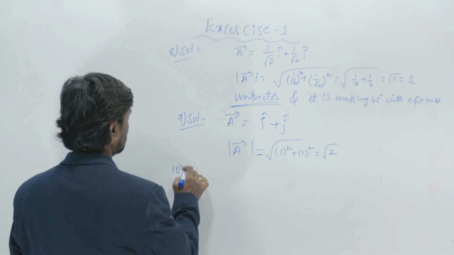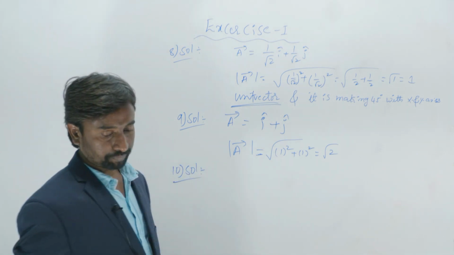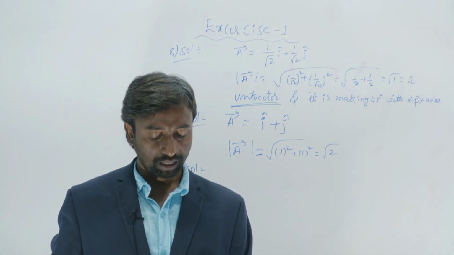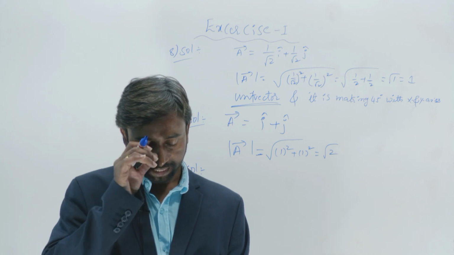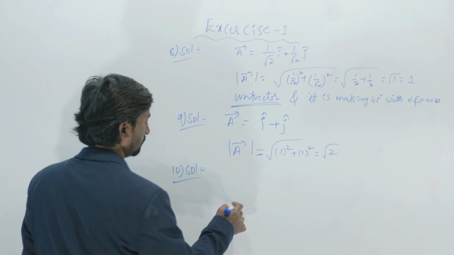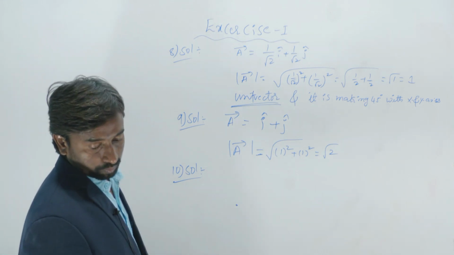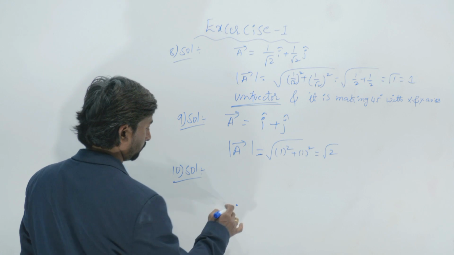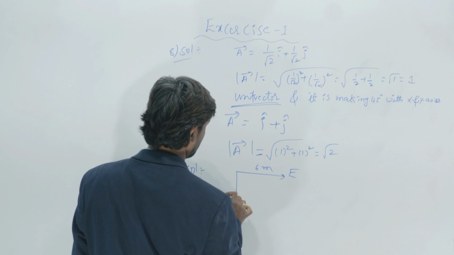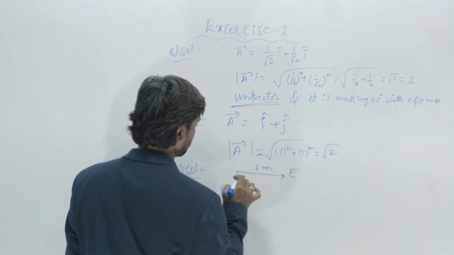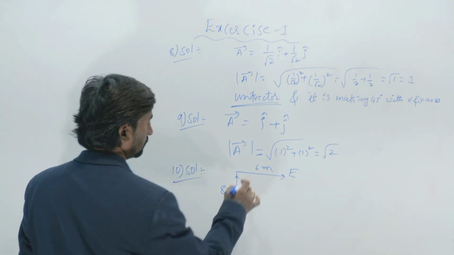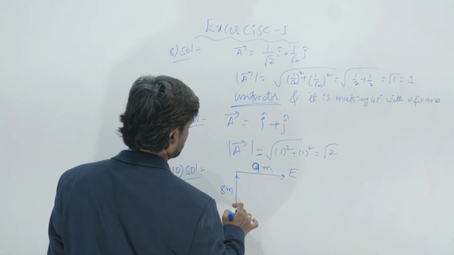Next, the 10th one we will see here. A person moves 8 meter due north and 9 meter due east. Then what is the direction of this displacement from the original position? Okay, already we have done this one. A person moves 8 meter due north, then from here 9 meter due east. Okay, so this is the northeast direction.